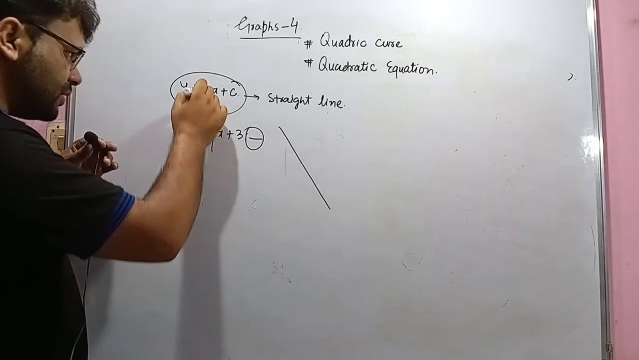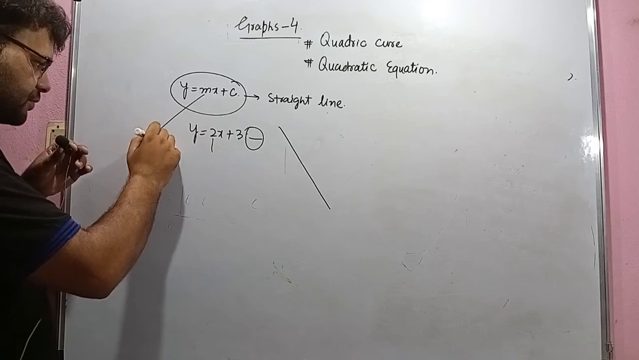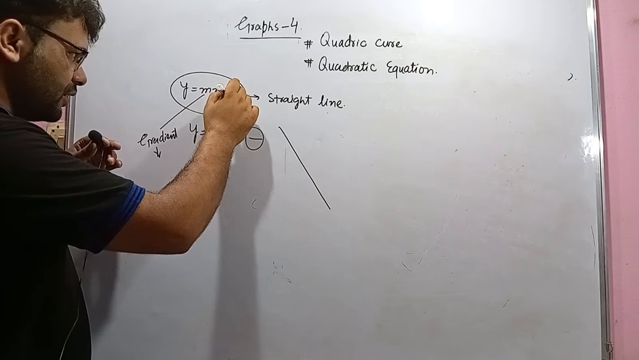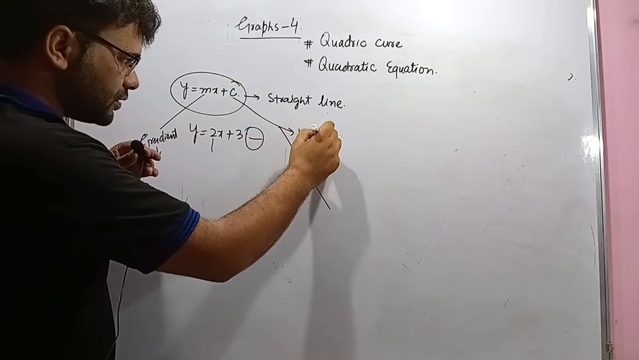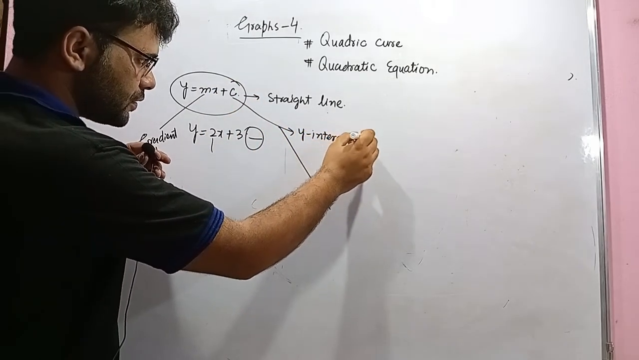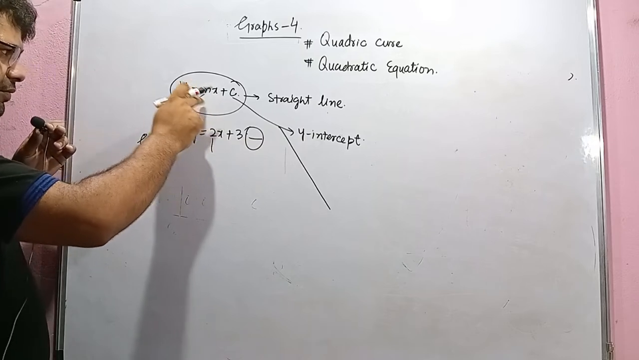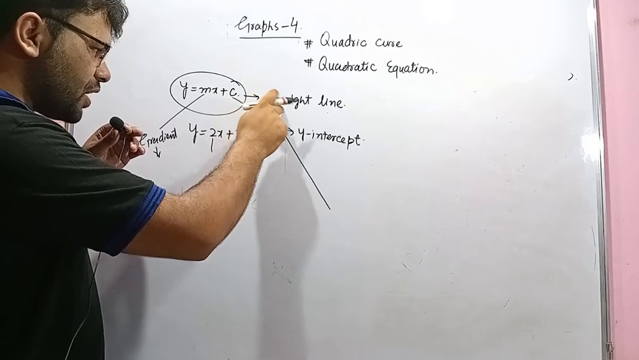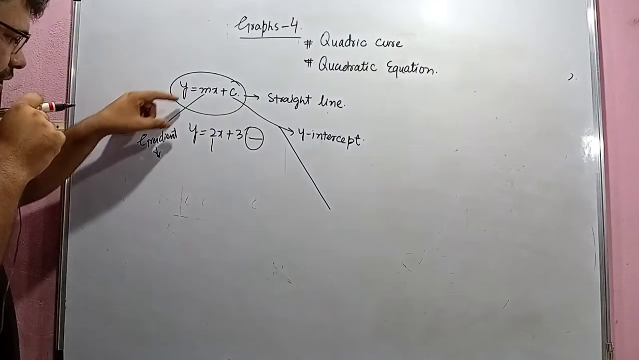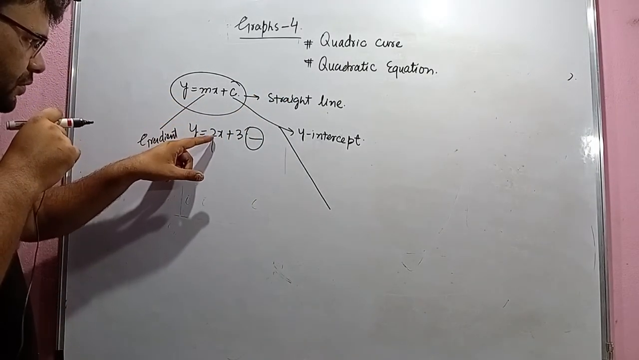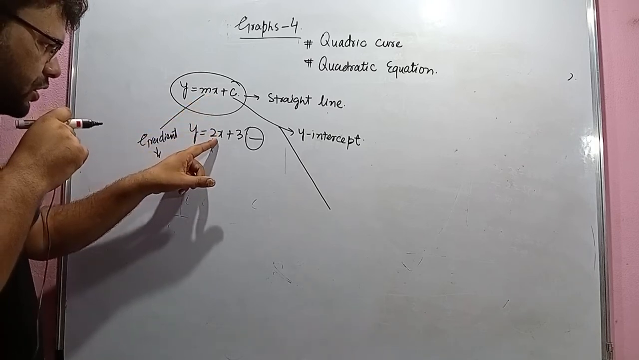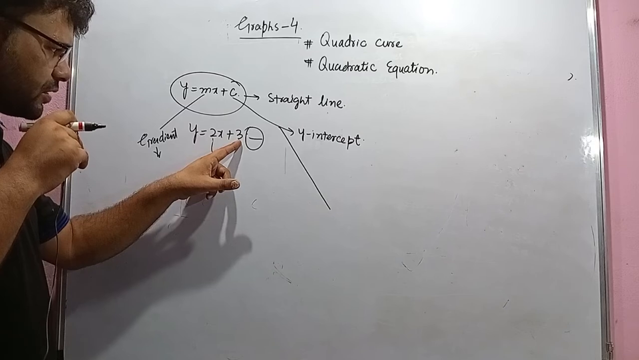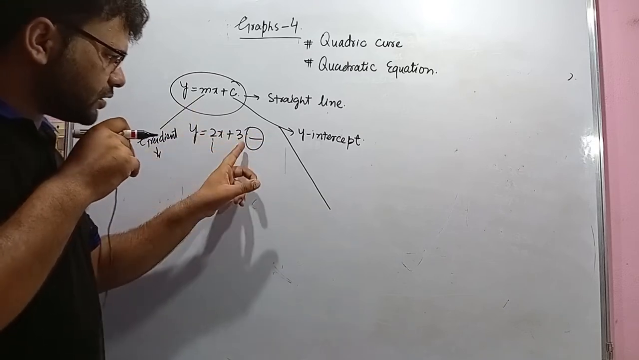And this 2, that means this m, is the gradient. That means the measure of slope. And here this c is the y-intercept. So you can see from here, y is equal to mx plus c is the curve of a straight line, and its gradient is m, that means the coefficient of x. Here the coefficient of x is 2, so the gradient is 2. Here the value of c is 3. It means the y-intercept is 3.